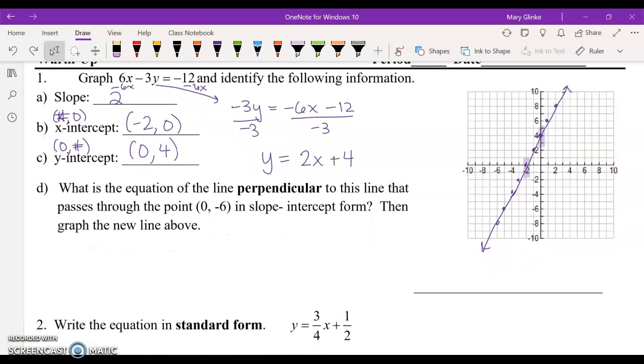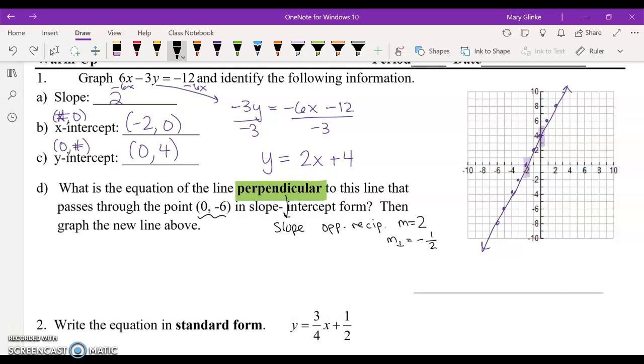Part D is based off of the same line there. So we want to write the equation of the line that's perpendicular, which means your slopes should be opposite reciprocals. So your original slope was 2, which means the slope of the perpendicular is going to, since it was a positive, become negative and become 1/2. And it has to cross through the point 0, comma negative 6.